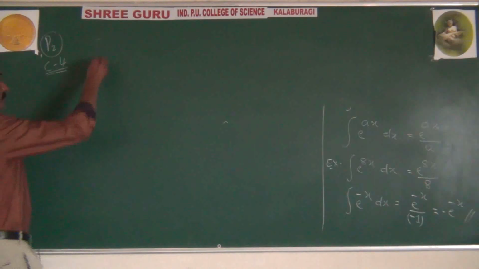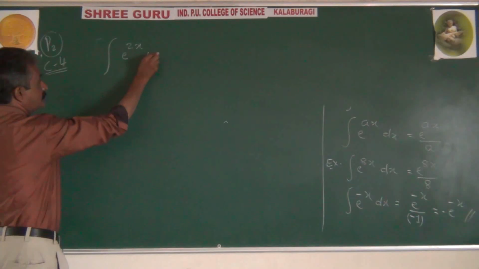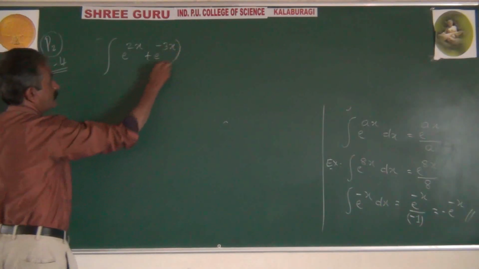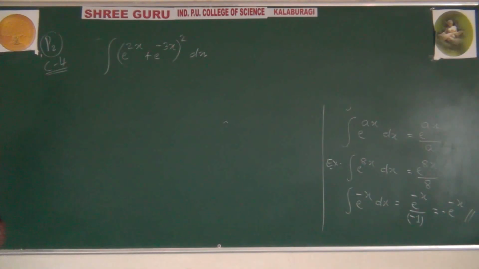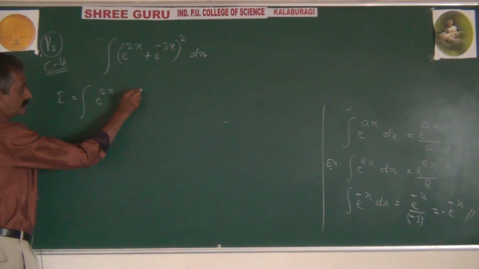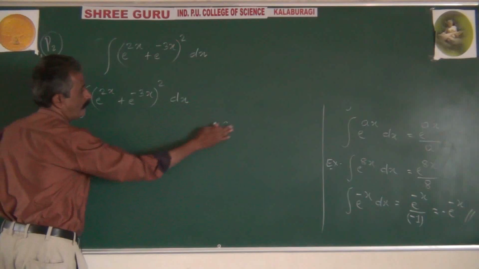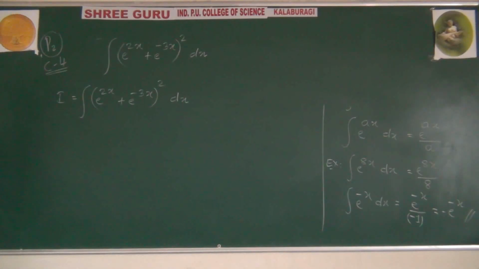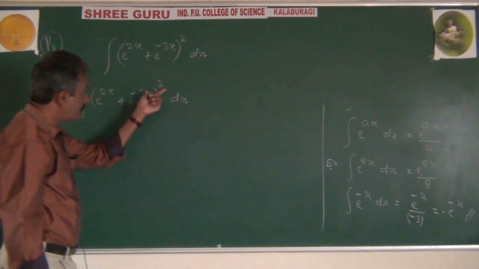Find or evaluate. Evaluate the integration of (e^(2x) + e^(-3x)) whole square. First step, take I. So I is equal to the integration of (e^(2x) + e^(-3x)) whole square. Directly we cannot apply this formula because we have a square.